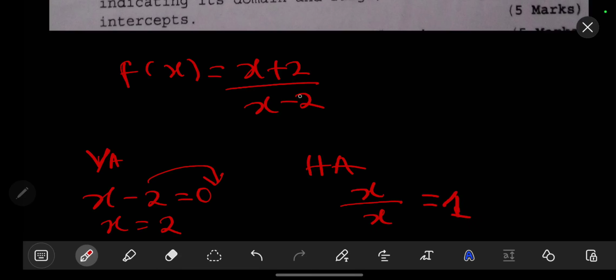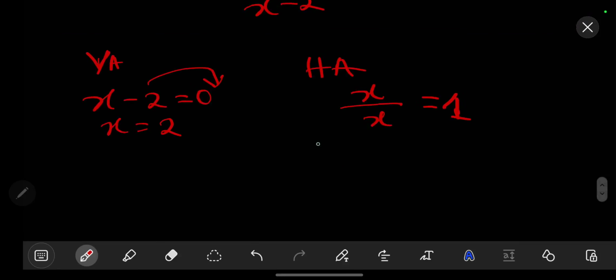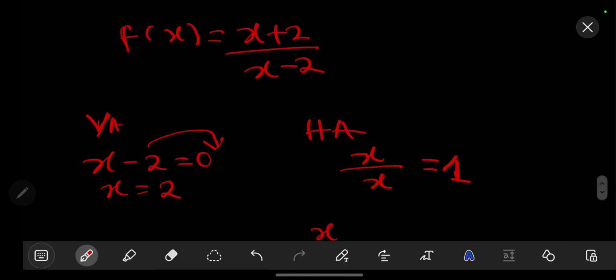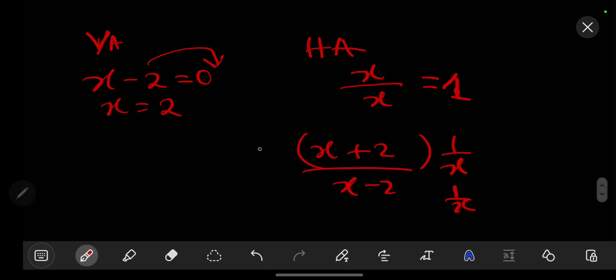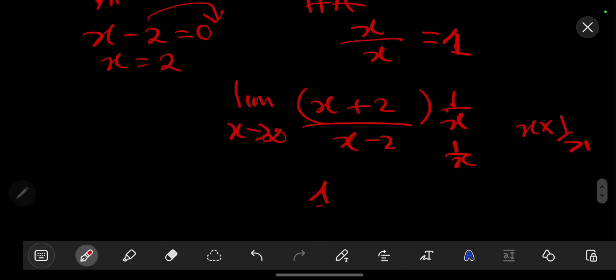If your lecturer insists, you can just use the infinite method where you just say you have your x plus your 2 over your x minus 2, which is equal to 1 over your x. 1 over x, you multiply throughout. So this is the limit as x approaches infinite like that. So we have x times 1 over x. So this 1 over x times x, this will give us a 1 plus 2 times 1 over x. This will give us a 2 over x.